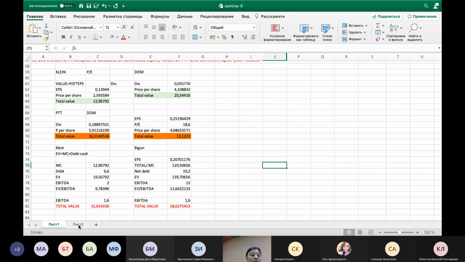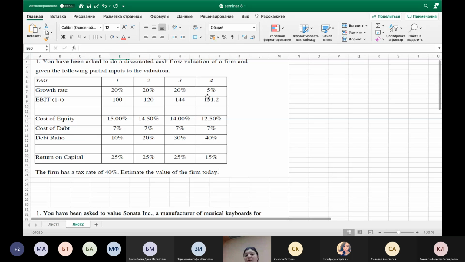And now our paper number 2. Let's open our paper number 2 and let's start on a very simple task. You have been asked to do a discounted cash flow valuation, our classical model, of a firm, and given the following partial inputs to the valuation. The firm has a tax rate of 40%. Estimate the value of the firm today.